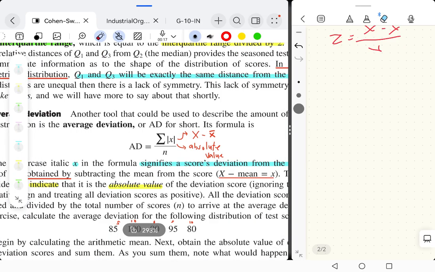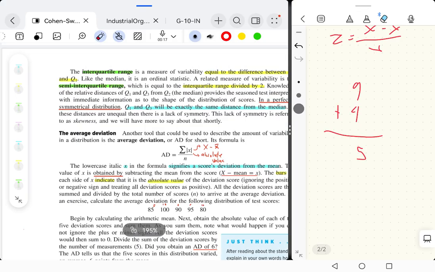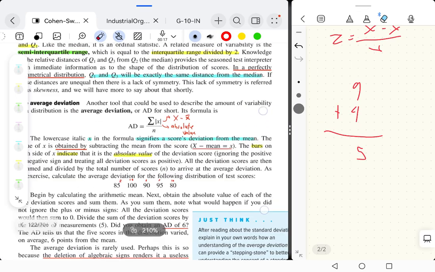Take this for example, -9, and you want to add it with 4. The answer is -5, negative 5, because this is the bigger number. Now, what do you mean by absolute value? When you say absolute value, the sign doesn't exist. If it's -9, you literally disregard the sign, and it becomes just 9. You don't care what sign it is. So that's what the bars mean here.